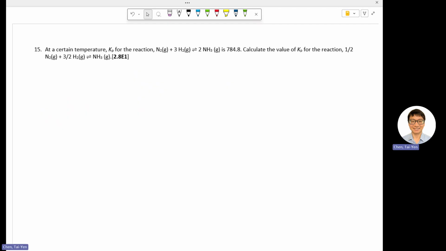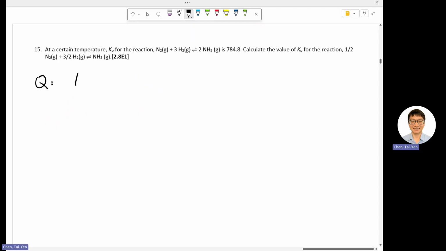The basic idea is that if you flip the reaction, you put a -1 power on the original K. If you multiply the reaction by a number, you put that number as the exponent on the original K as well. If it's an addition of two equations, then the new K is the product of the two base equations' K values. Those are the things we talked about previously.